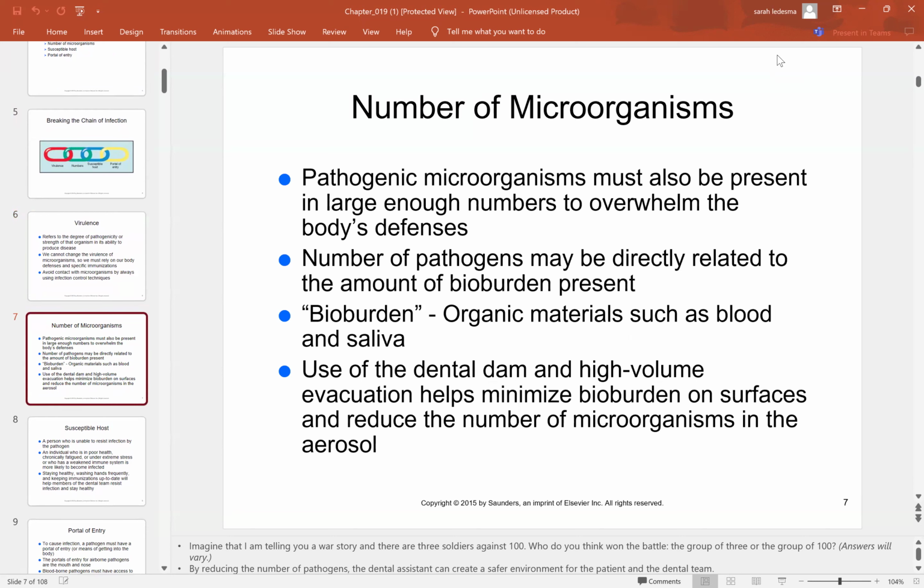Number of microorganisms. Pathogenic microorganisms must also be present in large enough numbers to overwhelm the body's defenses. Number of pathogens may be directly related to the amount of bioburden present. Bioburden is organic materials such as blood and saliva. The use of a dental dam and high volume evacuation helps minimize bioburden on surfaces and reduce the number of microorganisms in the aerosol.